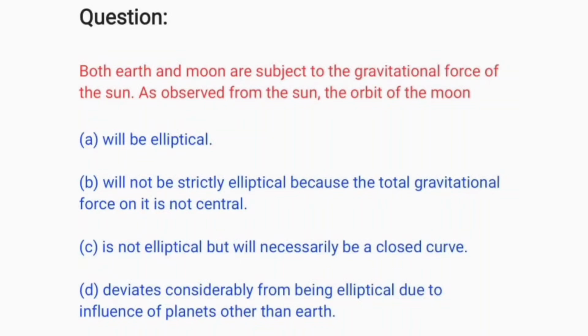The question is stating: both Earth and Moon are subject to the gravitational force of the Sun as observed from the Sun. The orbit of the Moon will be A. elliptical, B. will not be strictly elliptical because the total gravitational force on it is not central. C. is not elliptical but will necessarily be a closed curve. And D. deviates considerably from being elliptical due to the influence of other planets other than the Earth.